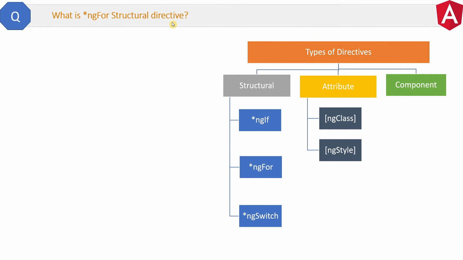What is ngFor structural directive? Let's see the definition first. The ngFor directive is used to iterate a list of items and then display them. If you know what is for loop, then it is like the same. Let me quickly show you in the code.